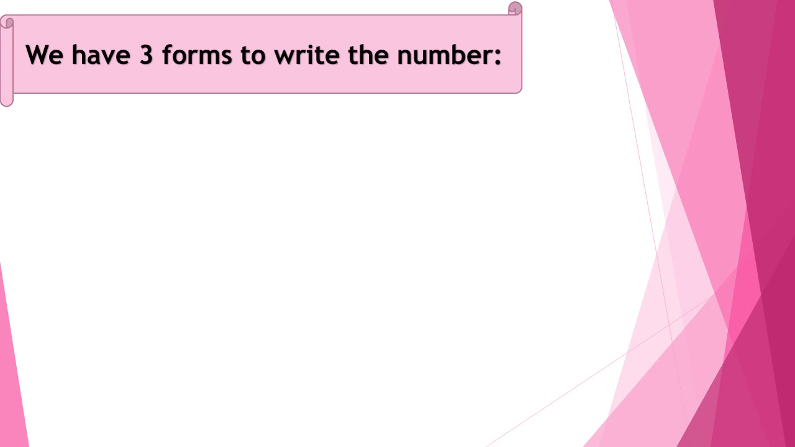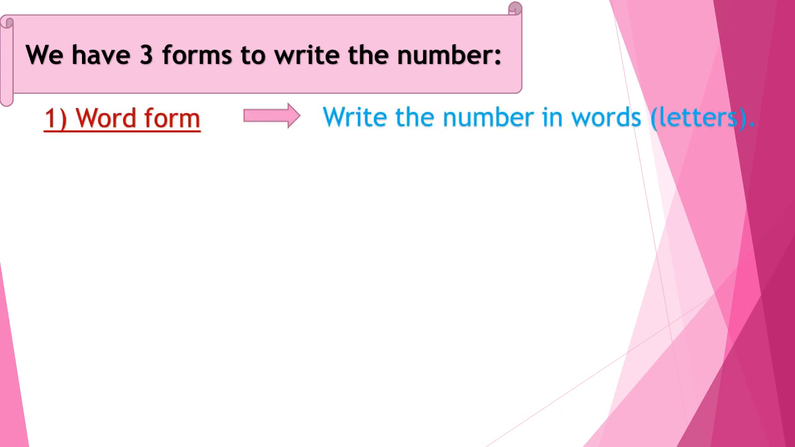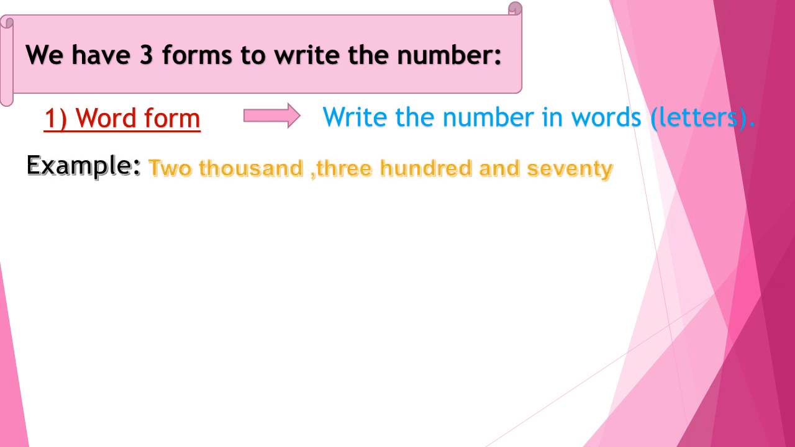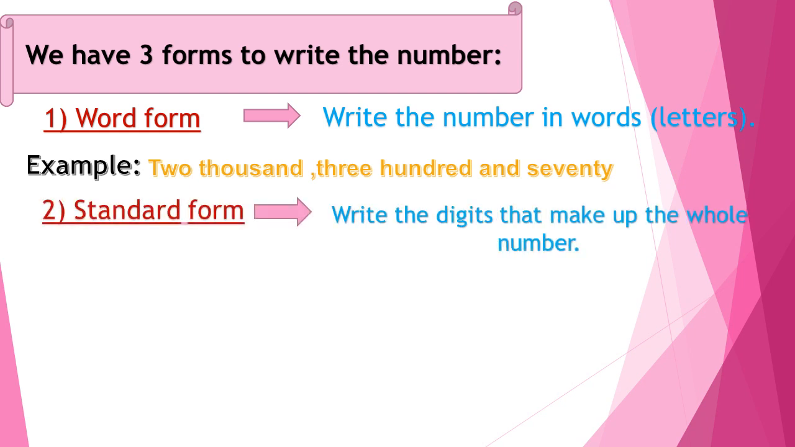We have 3 forms to write the number. Number 1, word form, means write the number in words or write the number in letters. For example, 2,370. Number 2, standard form, means write the digits that make up the whole number. Write the number in digits. For example, 7,542, 9,385.